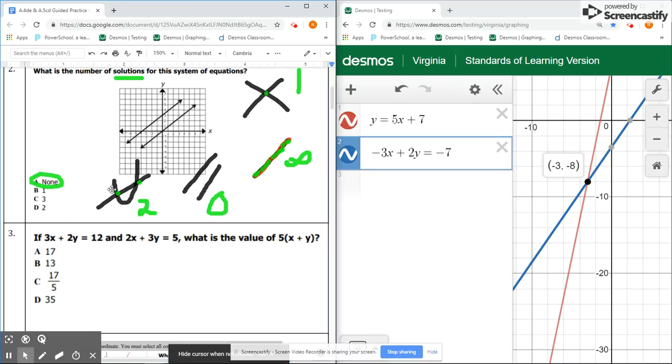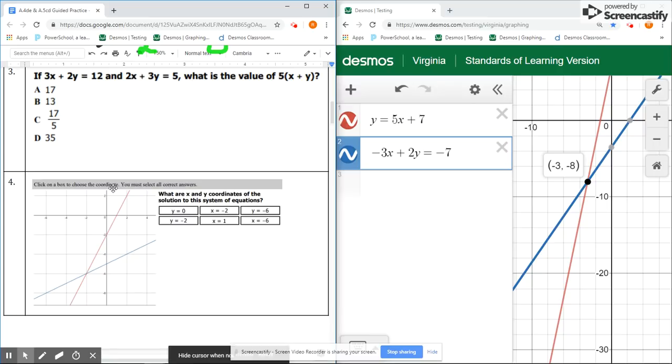Okay. Really quickly, I'm going to give you some hints for number 3 and number 4. Number 4 here, it says click on a box to choose a coordinate. You must select all correct answers. So think about where the solution is to the system, and then select all of these that are true. Okay, that one should be pretty straightforward.